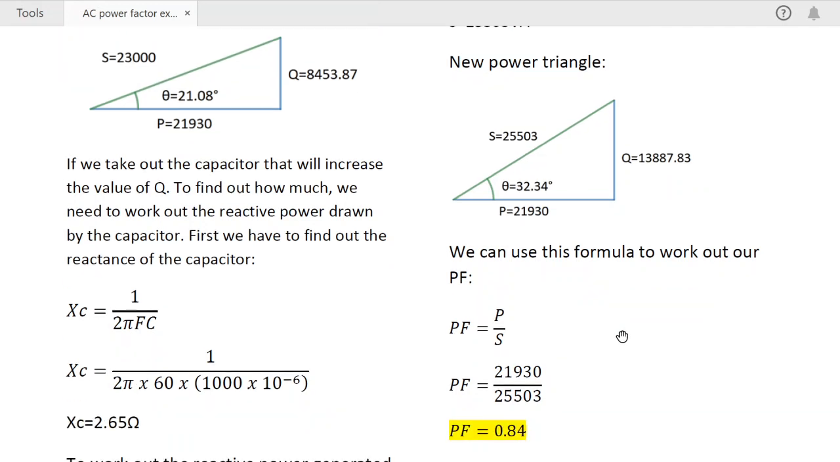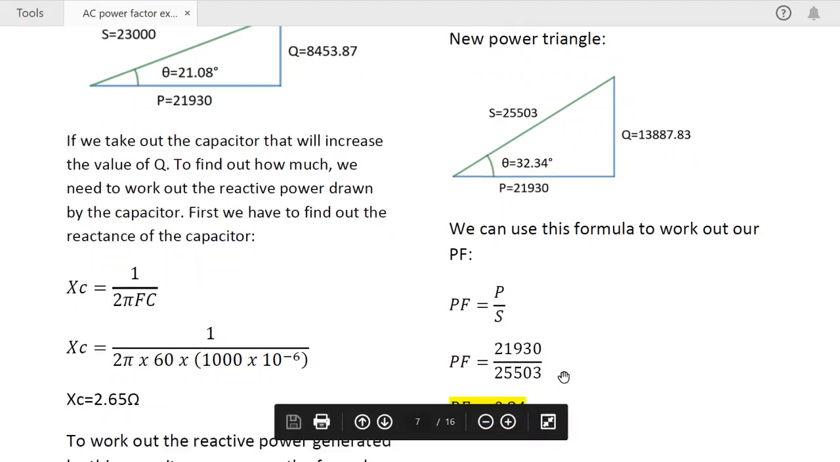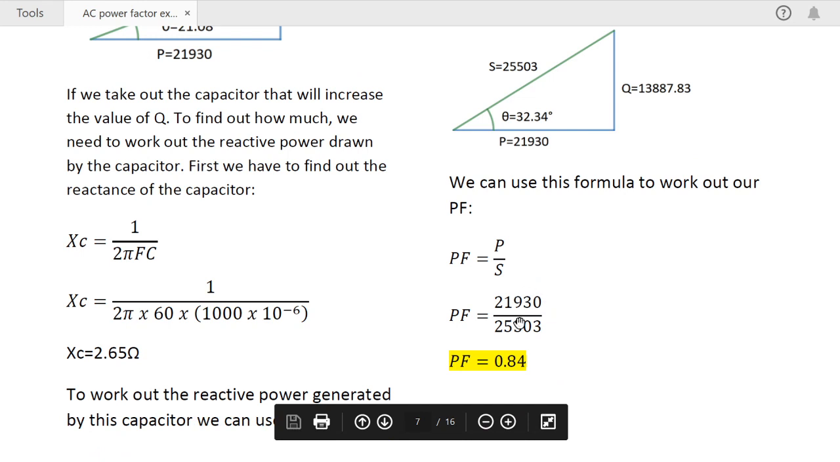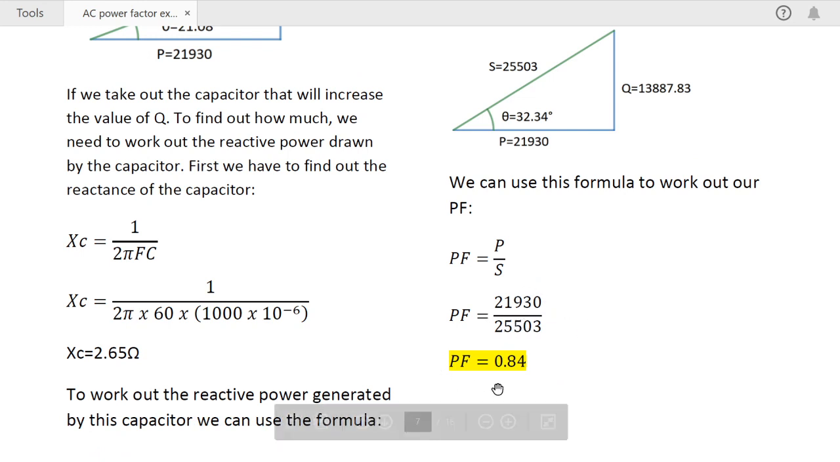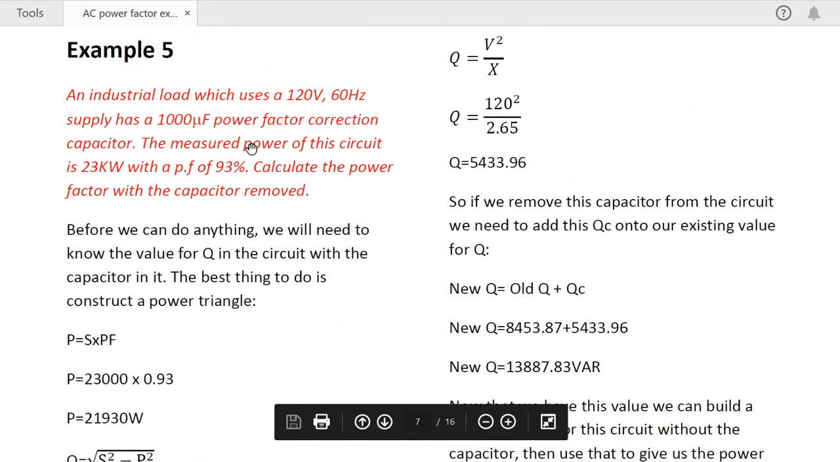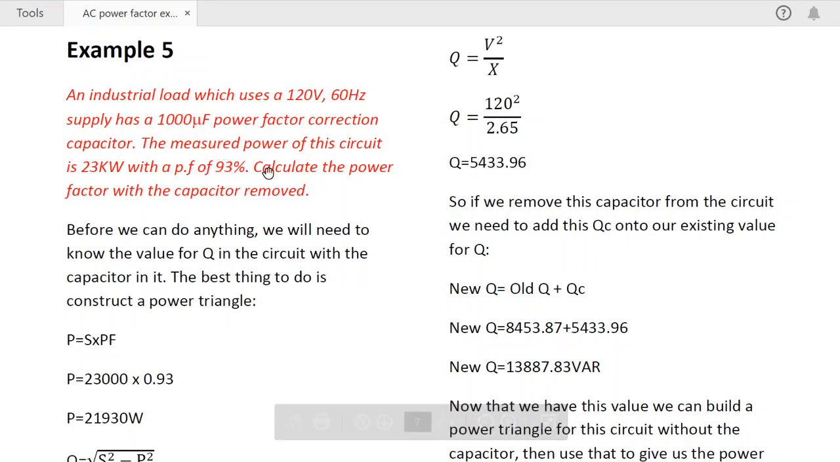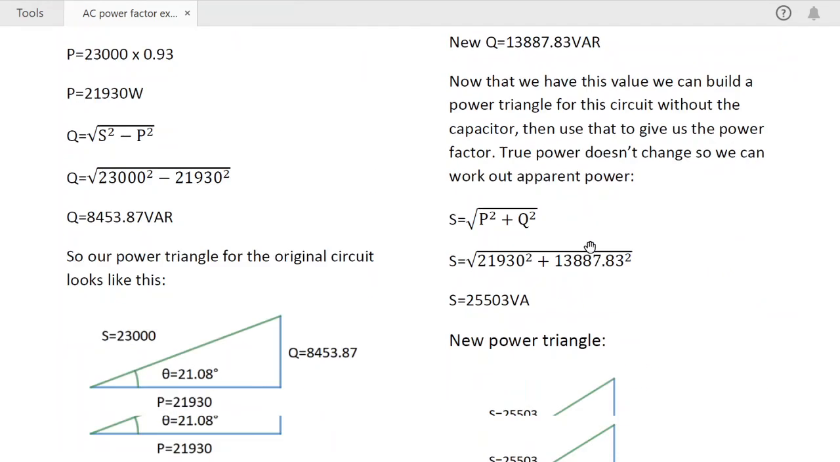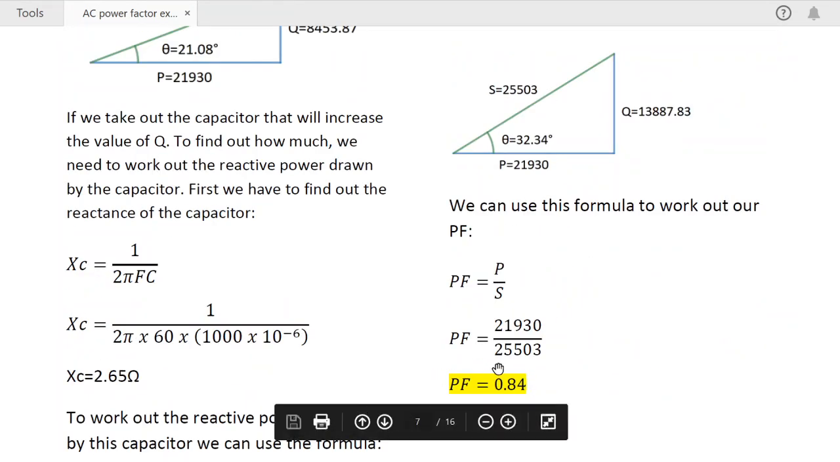We can use this formula to work out our power factor. Power factor equals P over S. So it's just the ratio of true power to apparent power. We have those values. 21,930 was our true power, 25,503 was our apparent power, and therefore our power factor is 0.84. So taking out the capacitor has changed the power factor from 93%, 0.93 that we had originally, took the capacitor out, and it's brought our power factor down to 0.84. It's gotten worse.